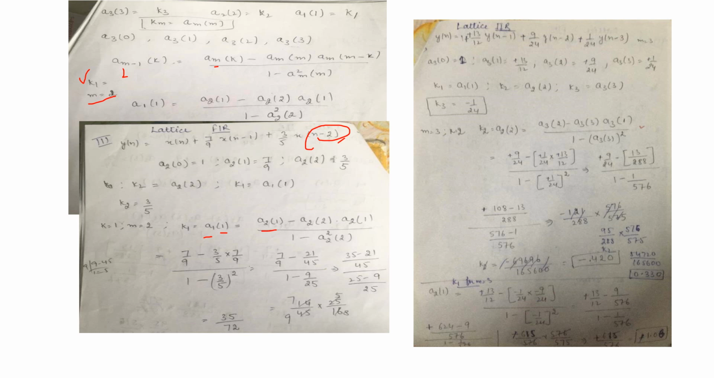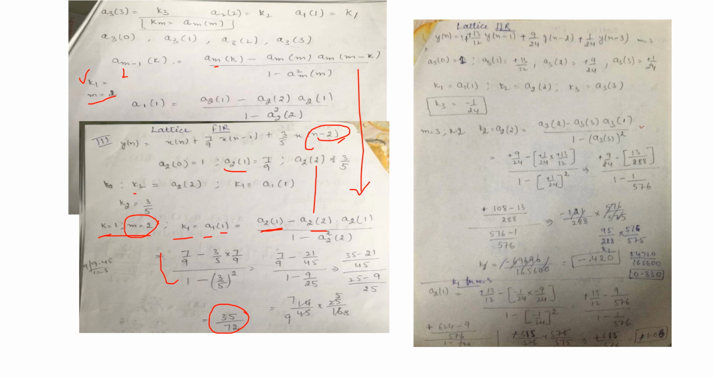Here m is 2 because the order of filter in this equation is 2. A2 of 1 minus A2 of 2. This is the formula written here for m is equal to 2 and K is equal to 1 because the order of the filter is 2 and you are calculating K1. K2 is given. Clear? This is given. Now you have the value of A2 of 1 and the value of A2 of 2, then you put the values and you calculate the value of K1. Simple. K1 is 35 by 72.